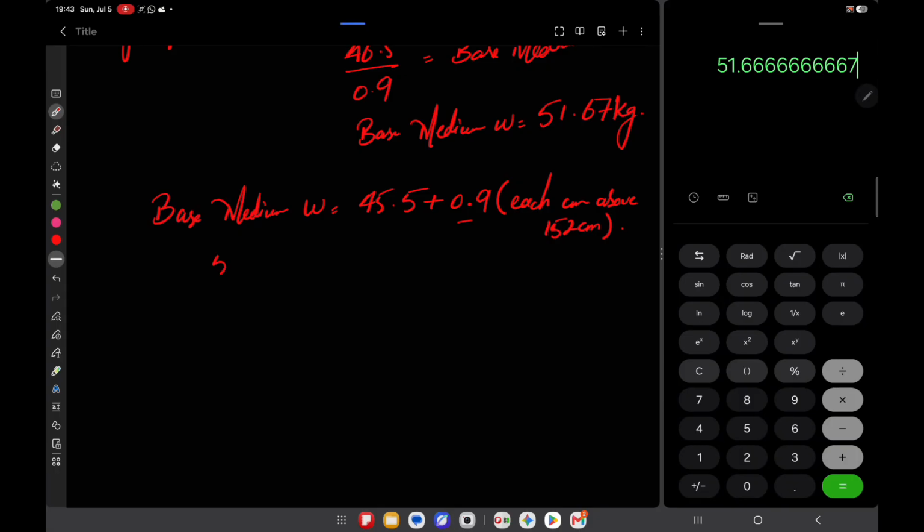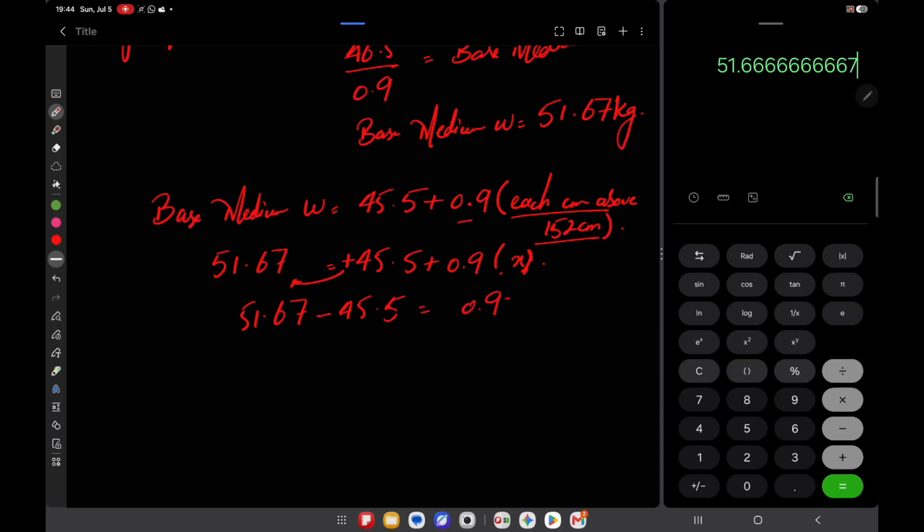Base medium weight we have already found, that is 51.67, that is equal to 45.5 plus 0.9. Here for the simplification I will write this factor as x. Now 51.67 equals 45.5 plus 0.9x. If we shift 45.5 to the other side it will be minus 45.5, equal to 0.9x. So 51.67 minus 45.5 will be equal to 6.167, and 6.167 is equal to 0.9x.